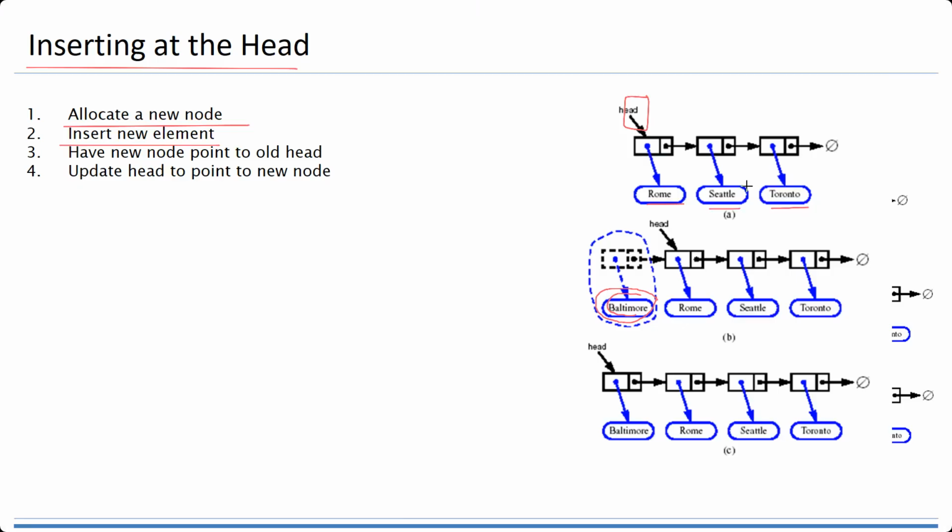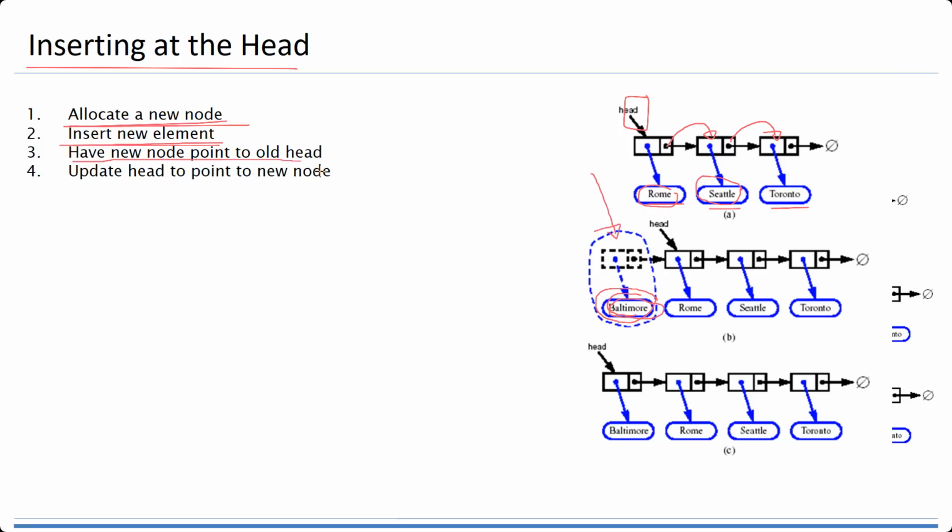Based on this sequence, it seems that this is a kind of travel plan. Someone wants to travel from Rome, and then he or she will go to Seattle, and then to Toronto. And then after this, the person has a new plan. He wants to add a city, Baltimore, and he wants to visit Baltimore first. So he or she wants to insert a new element at the front.